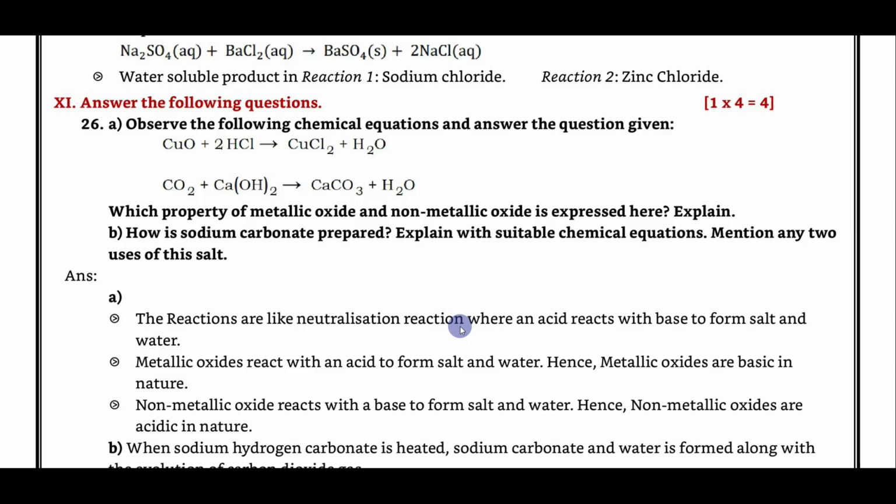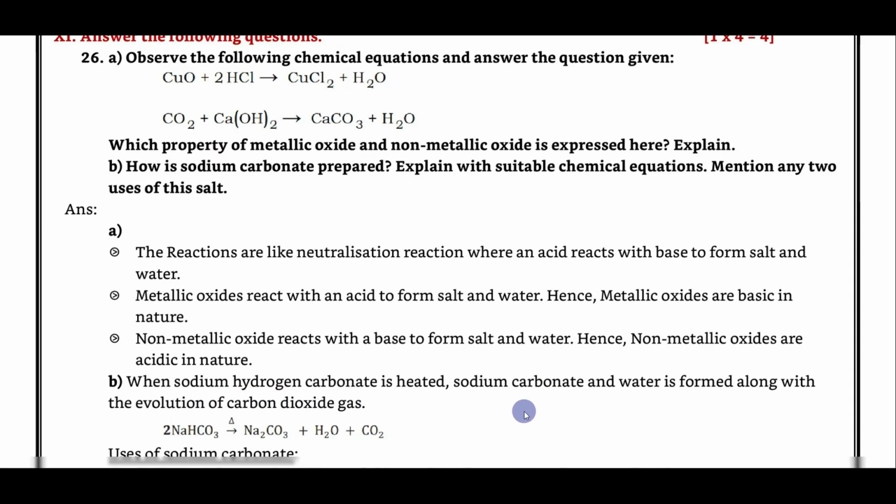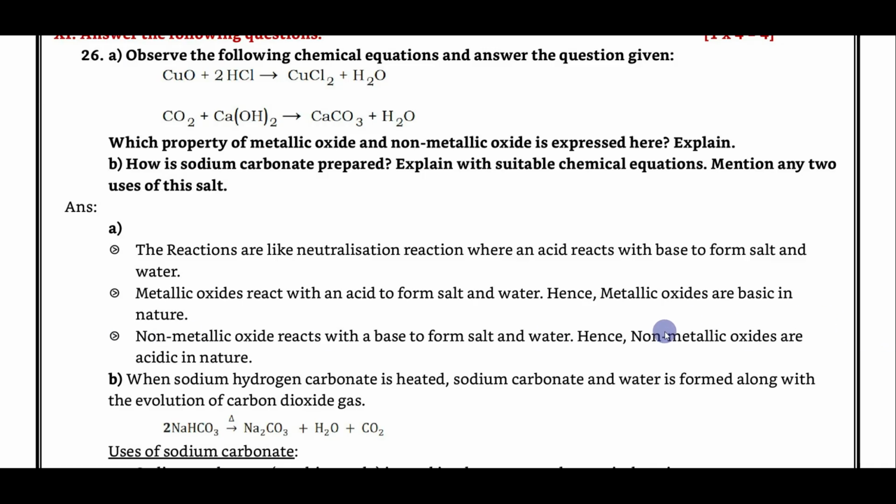The reactions are like neutralization reactions, because an acid reacts with a base to form salt and water. Metallic oxides react with an acid to form salt and water. Hence, metallic oxides are basic in nature. Non-metallic oxides react with a base to form salt and water. Hence, the non-metallic oxides are acidic in nature, whereas metallic oxides are basic in nature.